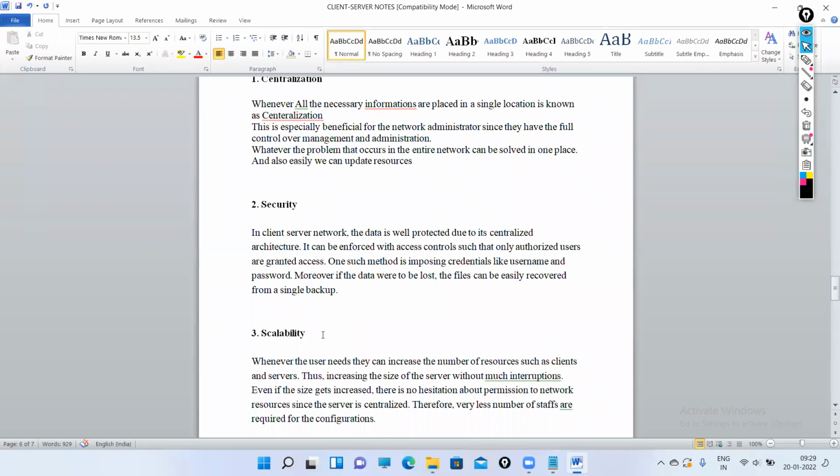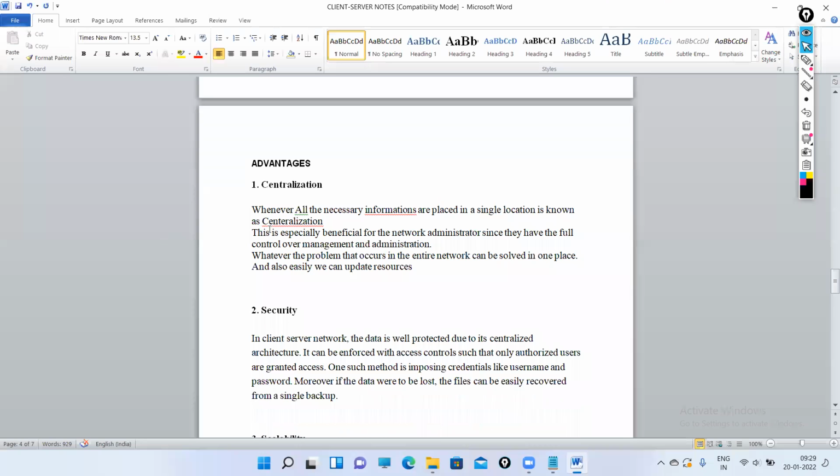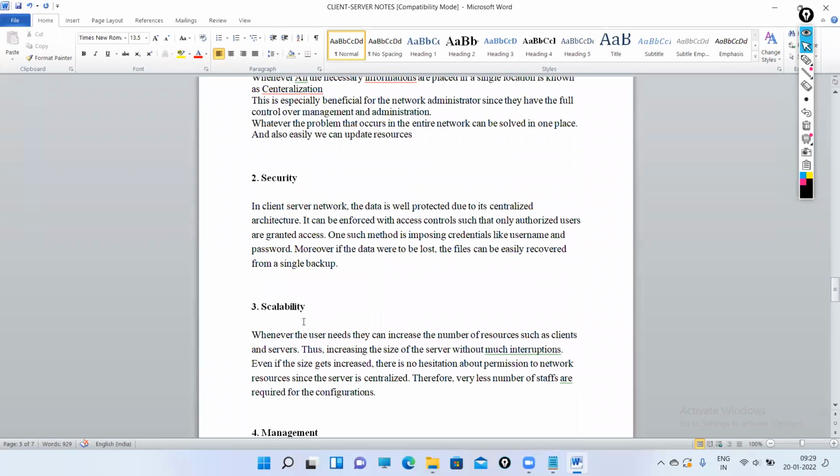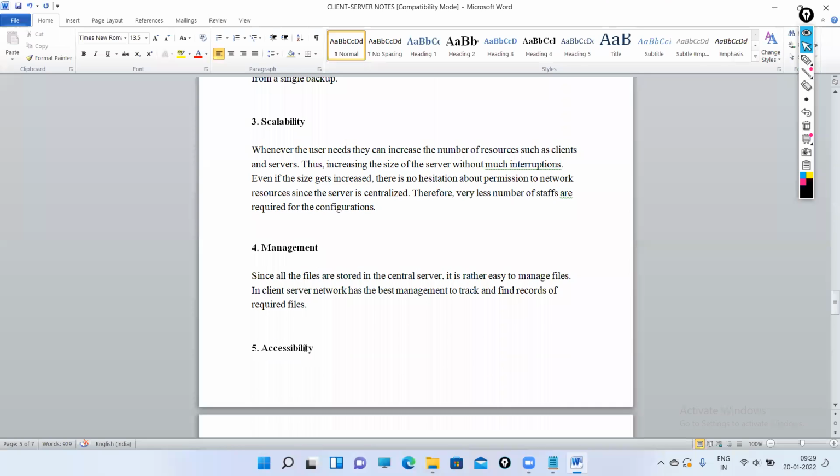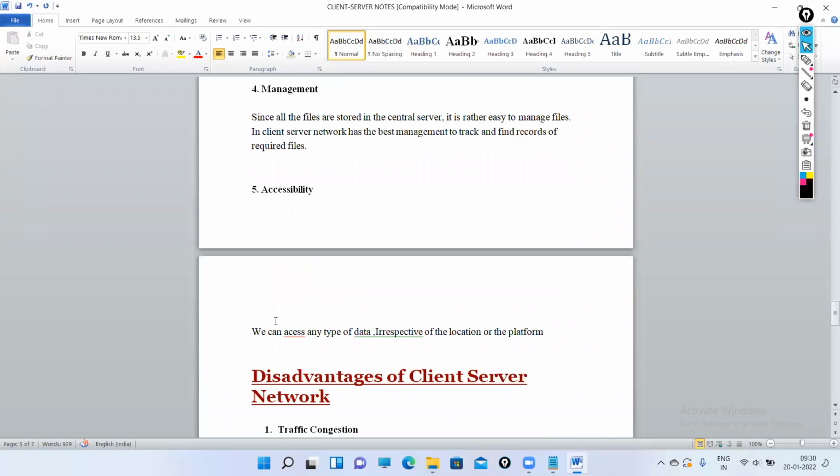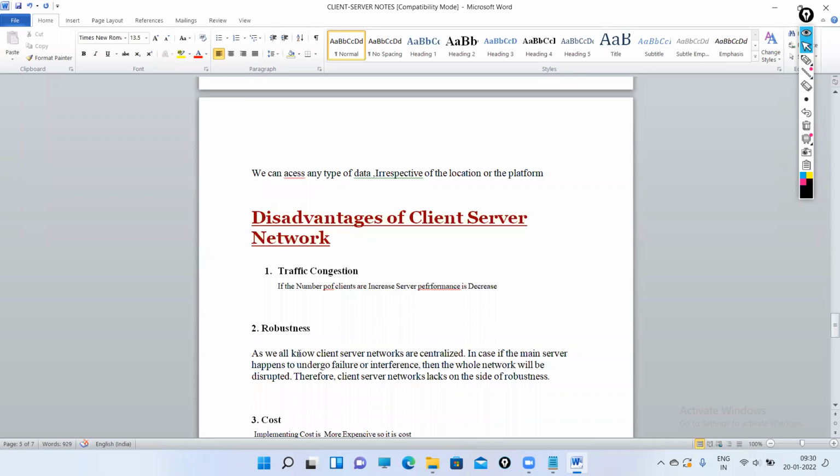First, centralization, security, scalability, management, accessibility. Management is what, madam? Simple, you can write: all files are stored in a single location. That's why we can manage all files easily. That's management. Accessibility means what, madam? We can access any type of data irrespective of the location or the platform. That's one other advantage.